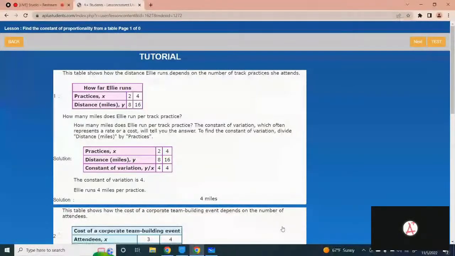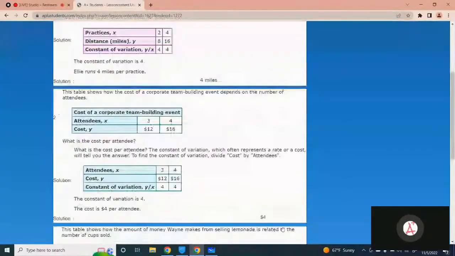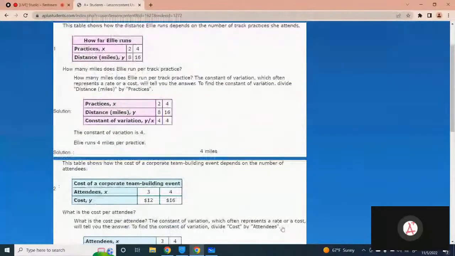Okay, the next example is the table shows how the approximate cost of corporate team building depends on the number of attendees. Got it? So you have to find the change between the y values and x values, so you do y divided by x. 12 divided by 3 is 4 and 16 divided by 4 is 4. That means the constant of variation is 4. So let's start with the test questions.